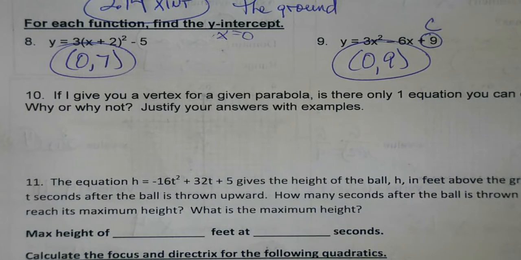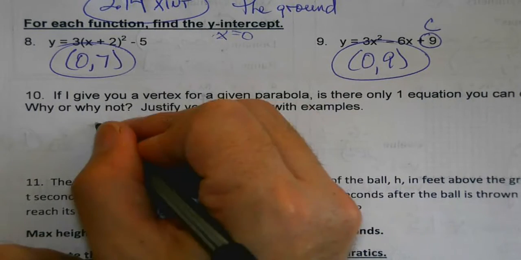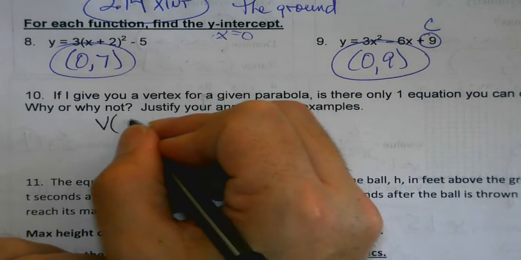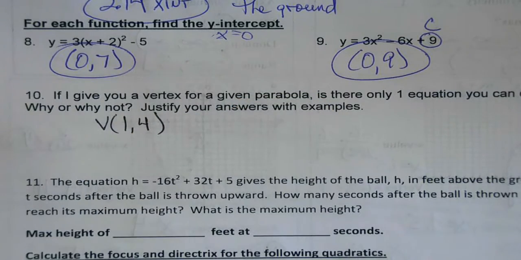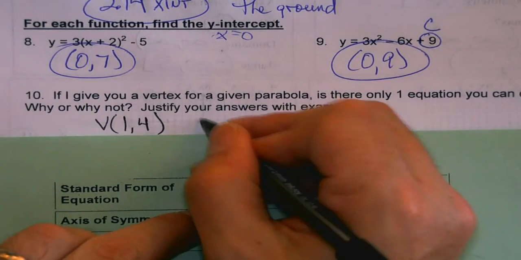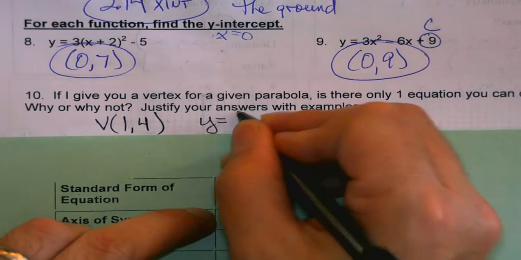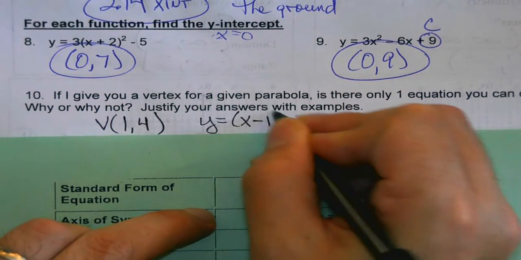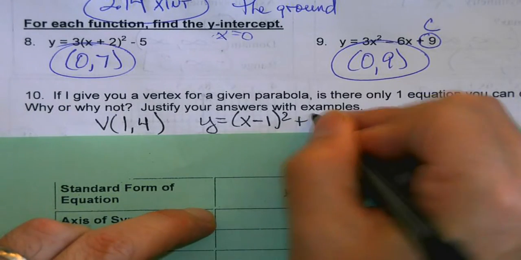Now I'm going to make you think. If I give you a vertex for a given parabola, is there only one equation you can create? Why or why not? Okay, so let's say I give you a vertex. Let's make one up here and say that the vertex is 1, 4. And I said, make your equation for it. You're like, okay, here's what a vertex equation looks like for this. So y equals a times (x minus h) squared plus k.